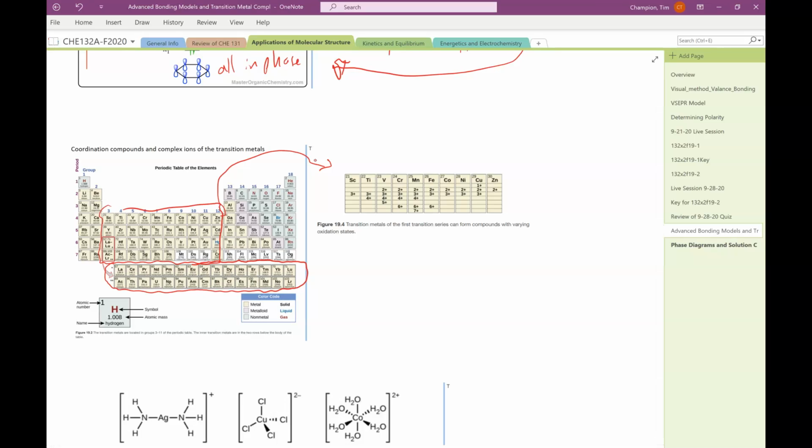Now, that's hard to predict. You can kind of rationalize these sometimes, but the rationalizations don't always hold out. But it's not a bad idea to know some of these, but I wouldn't necessarily commit them to memory. One thing that we talk about with coordination compounds and complex ions is something called the 18 electron rule.